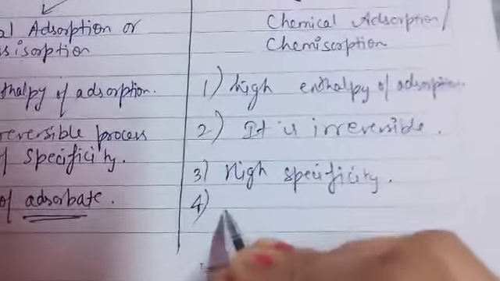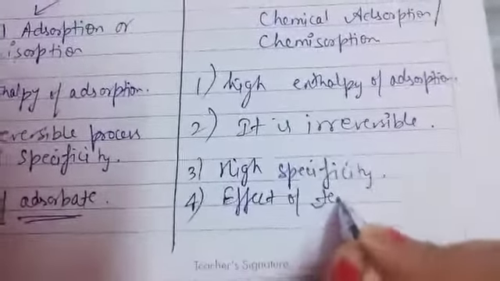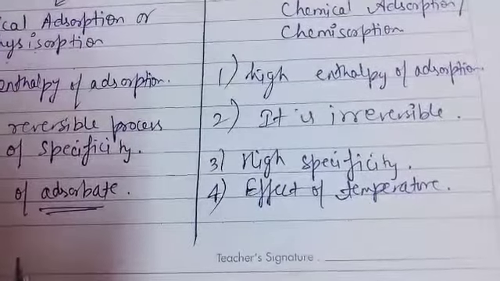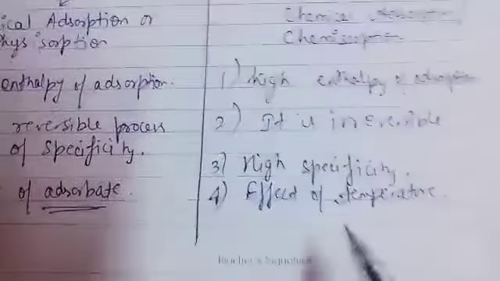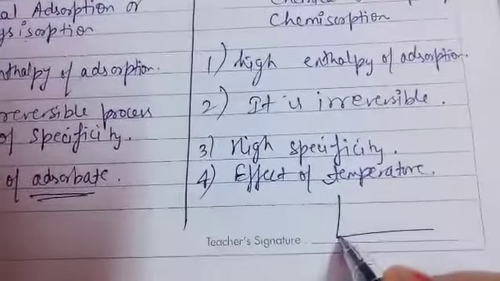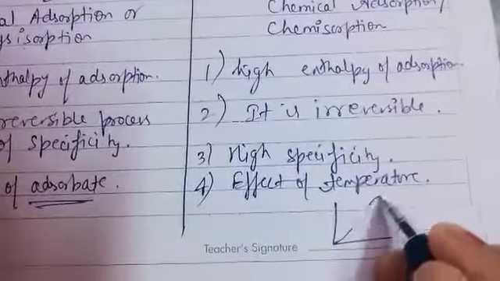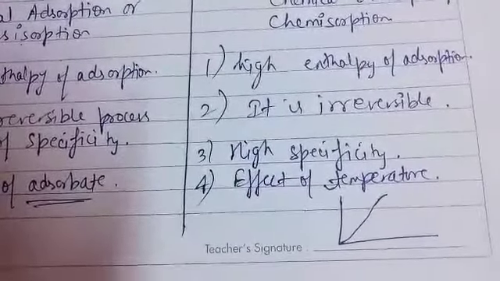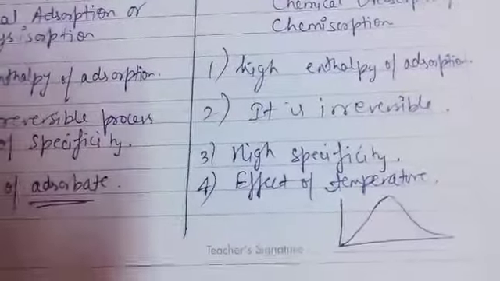And the next thing is the effect of temperature. In case of physical adsorption, what's the effect of temperature? Adsorption decreases with rise in temperature. But in case of chemical adsorption, suppose this is a graph: it first increases with increase in temperature up to a certain extent and then decreases regularly. That is the effect of temperature.